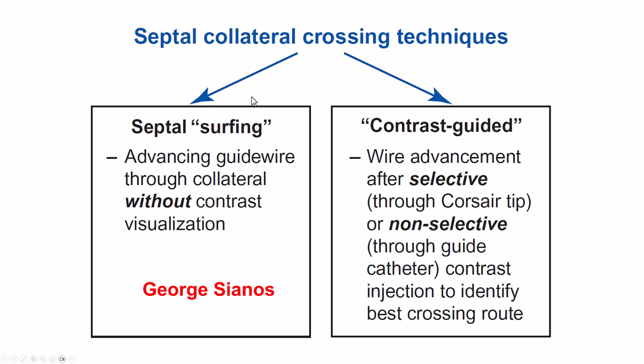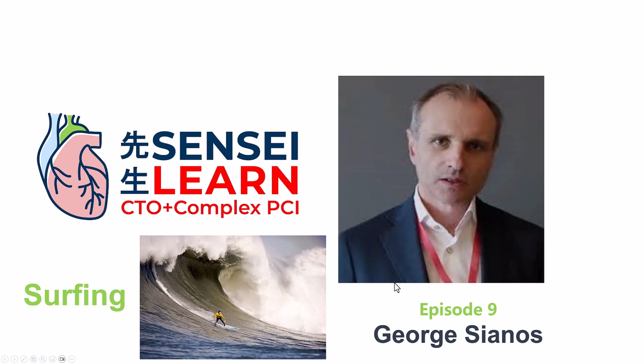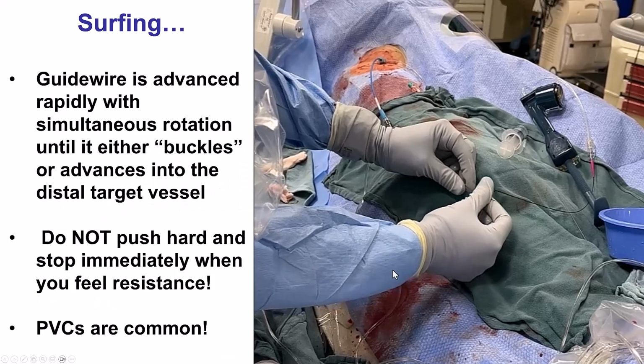In terms of the technique of crossing the septal, there are two broad techniques. One is called septal surfing, developed by George Shanus, in which we advance the wire without contrast visualization prior to advancing the guide wire. The other one is contrast guided, in which we do selective injections of the septal through the microcatheter to find the best possible route for advancing the wire. The surfing technique, mentioned before, developed by George Shanus, has really helped streamline crossing the septals.